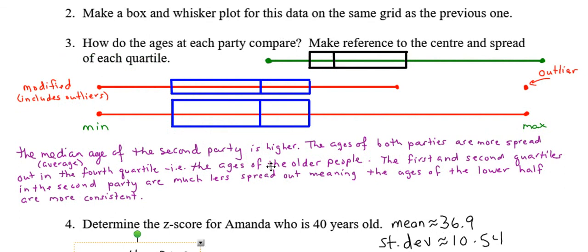I just did it here as I explained. So I said the median age of the second party is higher here versus here. The ages of both parties are more spread out in the fourth quartile, so that's this section and this section right here. That means the ages of the older people are more spread out. The first and second quartiles in the second party are less spread out, meaning the ages of the lower half in the second party are more consistent because they're less spread out.